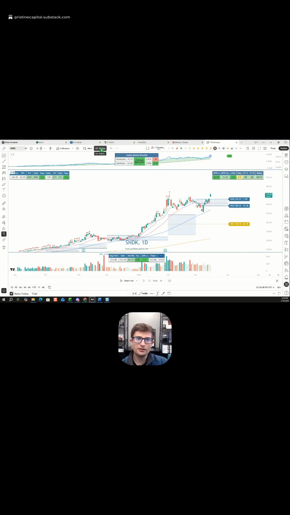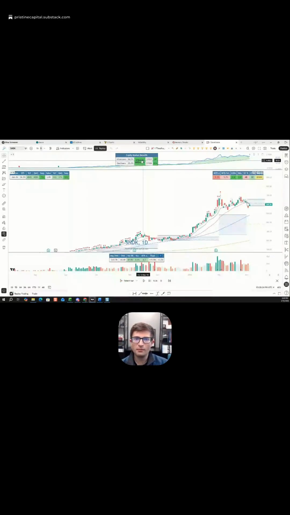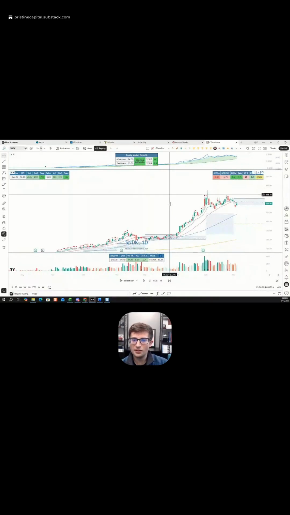So one thing that we can do, I'm going to use the replay feature in TradingView. This is a very underutilized tool. So check this out. So go to the replay. I'll select right here. This is essentially right before the bottom. Now we can see what market breadth looked like on the chart for each particular day. So I'm going to now move forward.